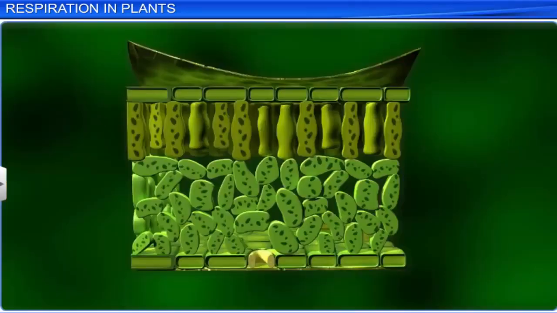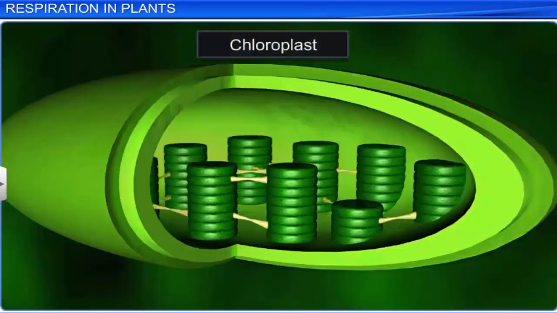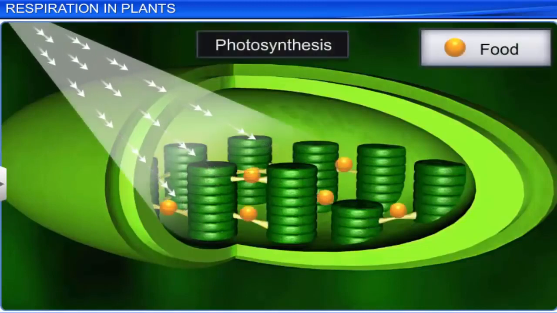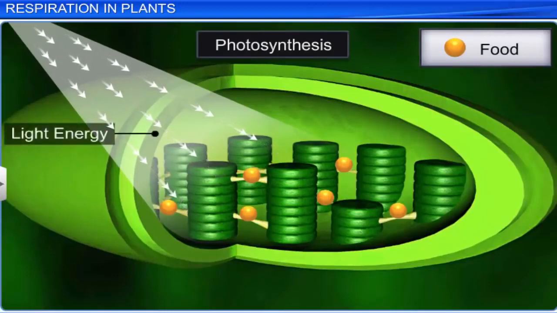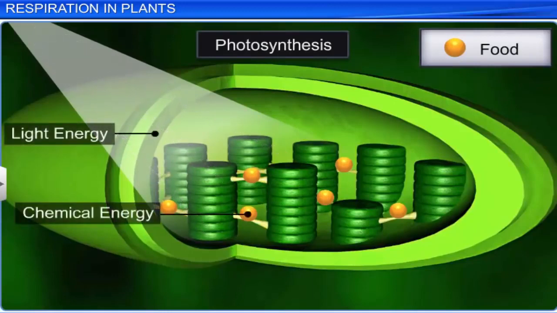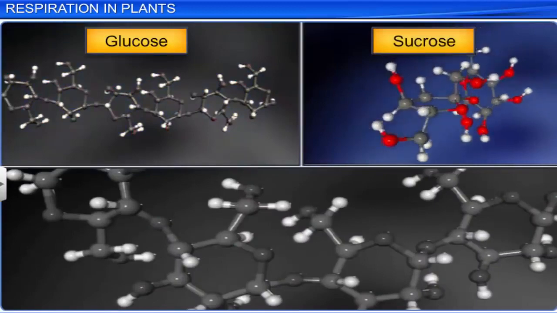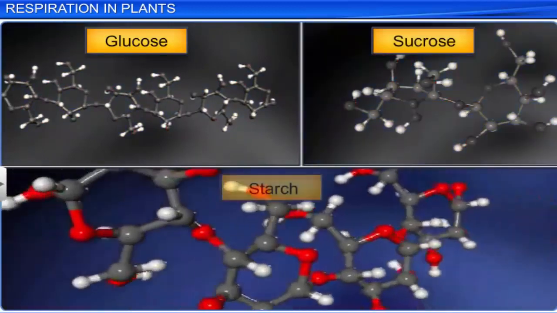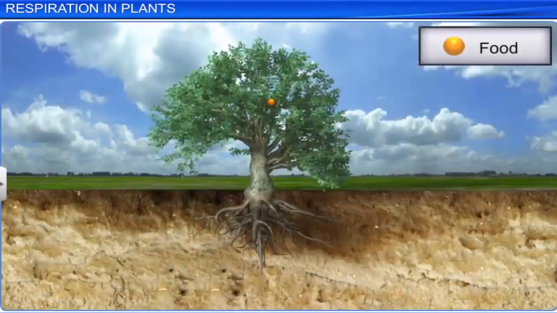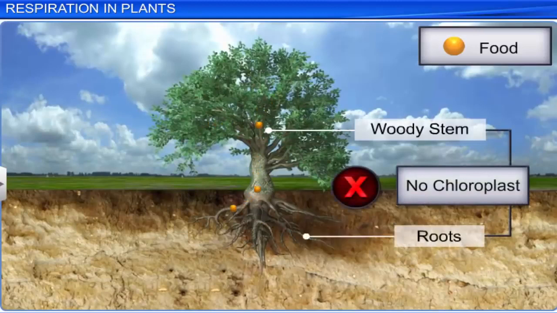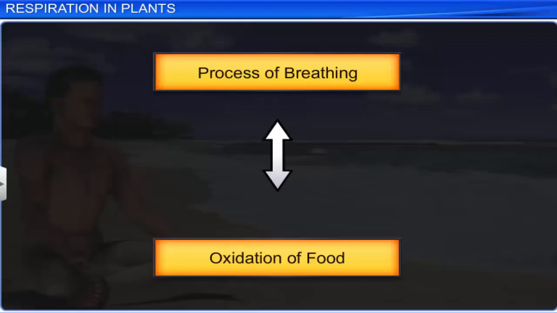The superficial layers of plants contain cells that possess chloroplast, which aids in trapping sunlight to manufacture food. In this process, light energy is converted into chemical energy and stored in the bonds of carbohydrates like glucose, sucrose, and starch. All other non-green parts, such as woody stem and roots, don't have chloroplast, and hence they have to be supplied with food from leaves.